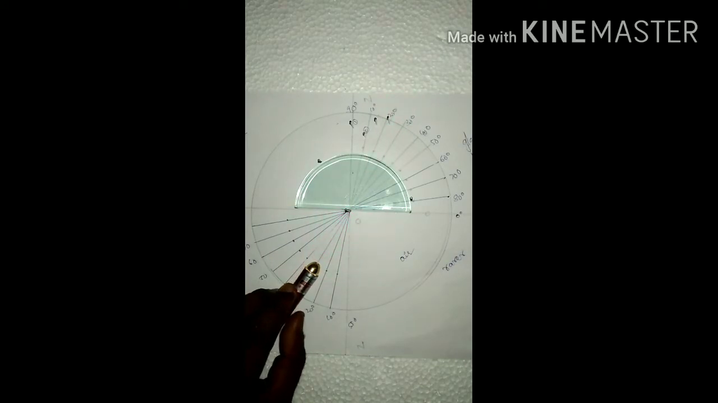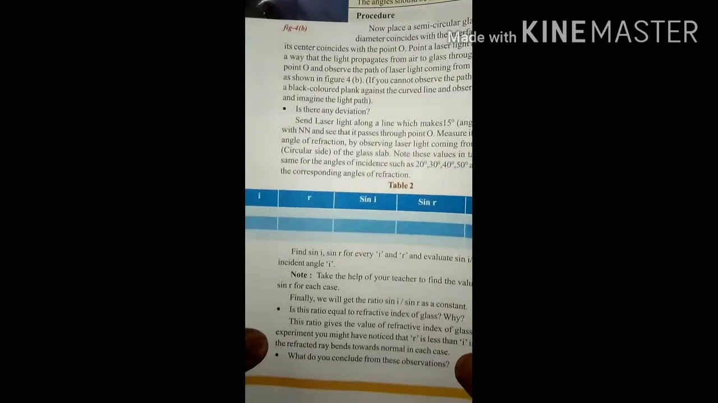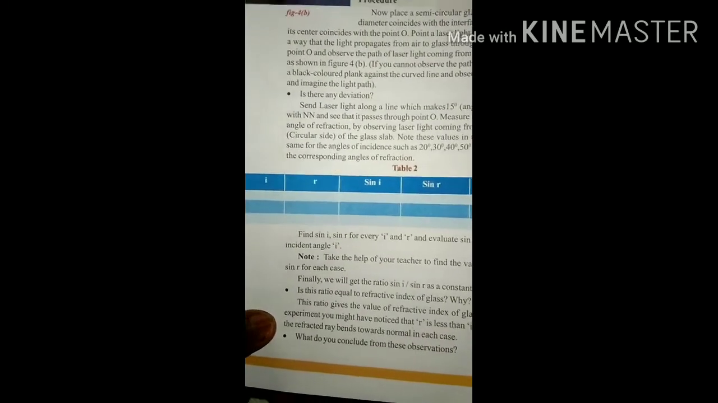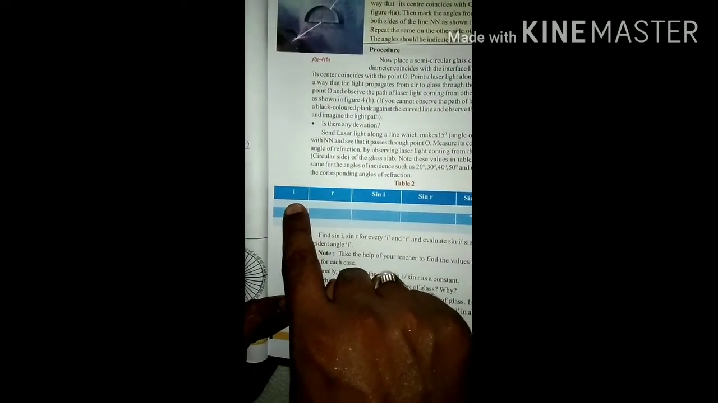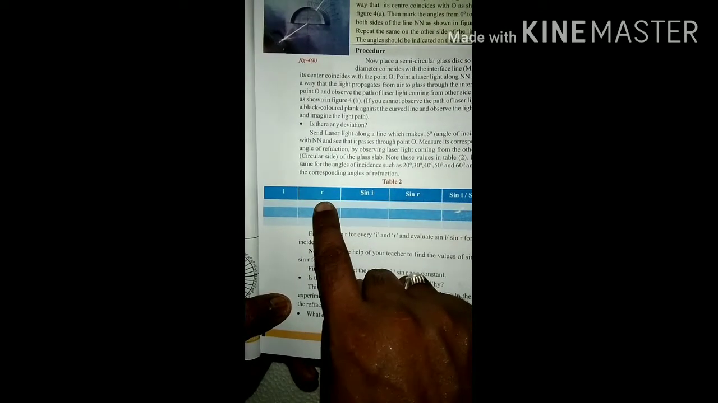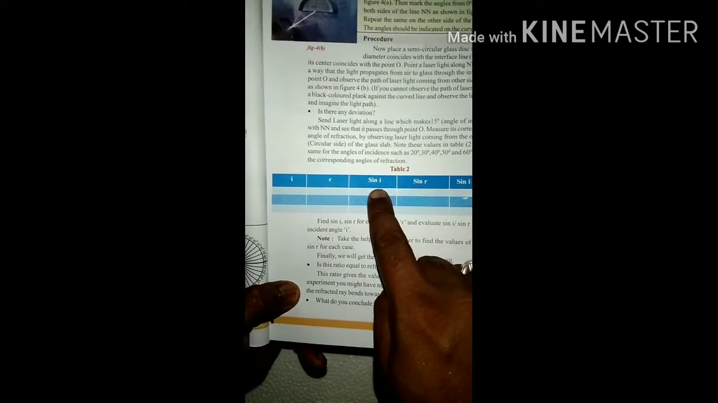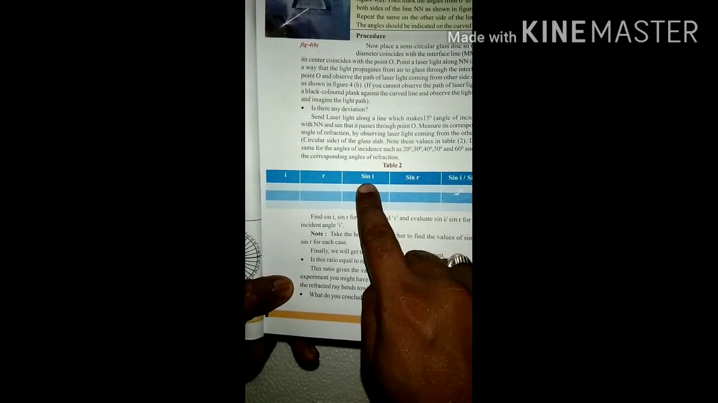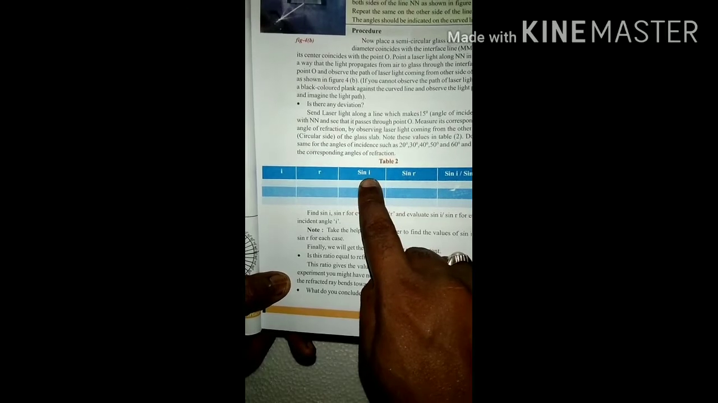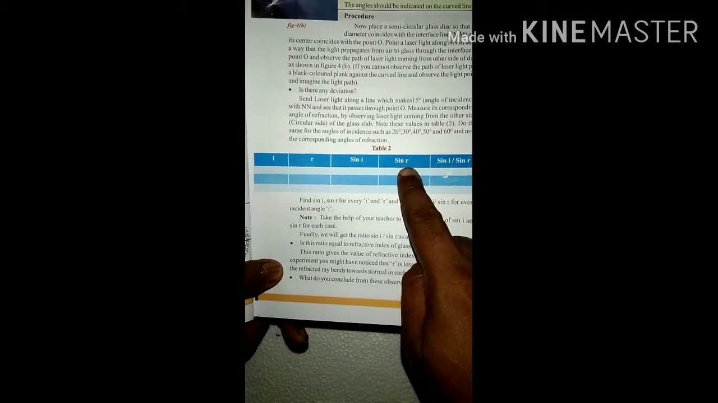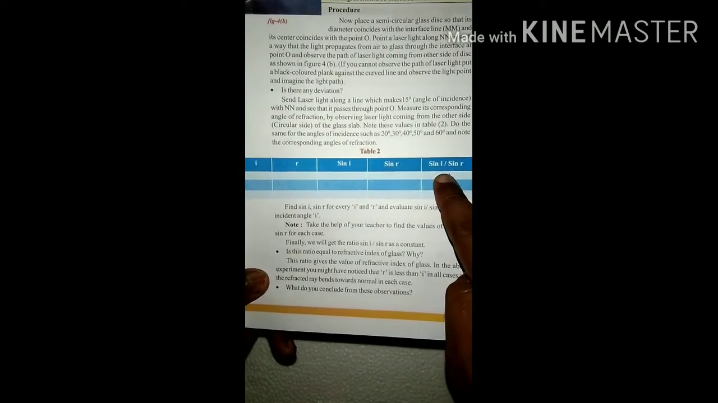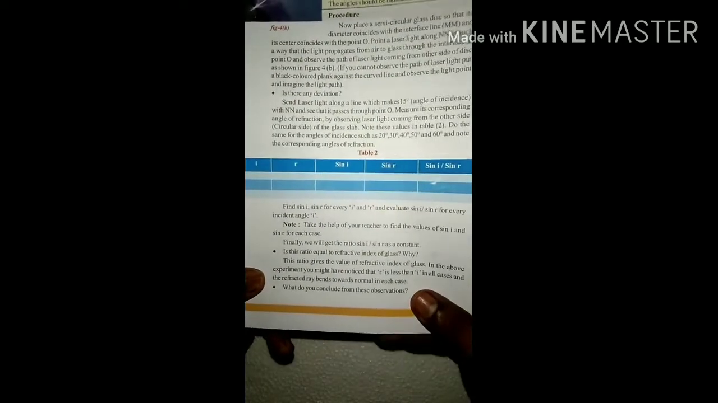Now I am going to note down those values of angle of incidence as well as angle of refraction in the table which I already showed. In the case of the textbook, these may be the values and the table. See in this table what is there? I is there, that means angle of incidence. R is there, angle of refraction. Next we should consider sine of angle of incidence, means we should take the value of sine I, and sine R, angle of refraction. Then again we should take sine I by sine R. So for every angle of incidence we should consider the angle of refraction.